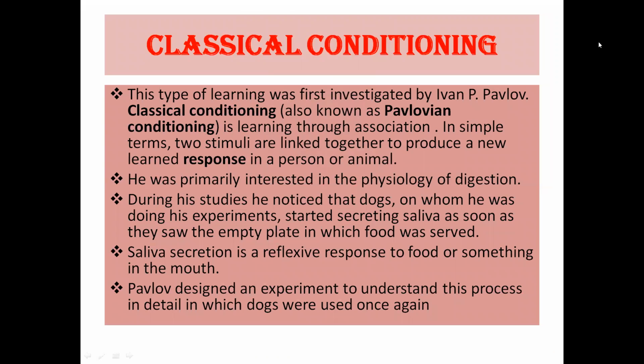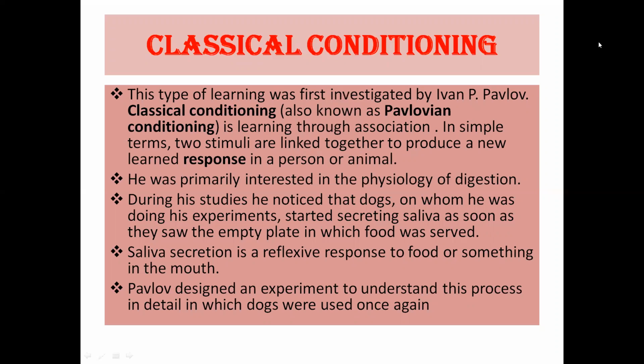This type of learning, which was investigated by Ivan P. Pavlov, is learning through association. In simple terms, two stimuli are linked together to produce a learned response in a person or an animal. Pavlov was primarily interested in the physiology of digestion. During his studies, he noticed that dogs on whom he was conducting his experiments started salivating as soon as they saw the empty plate in which food was served.